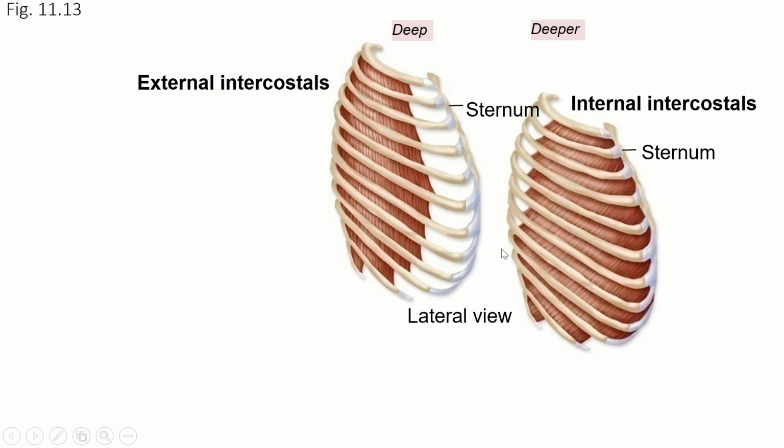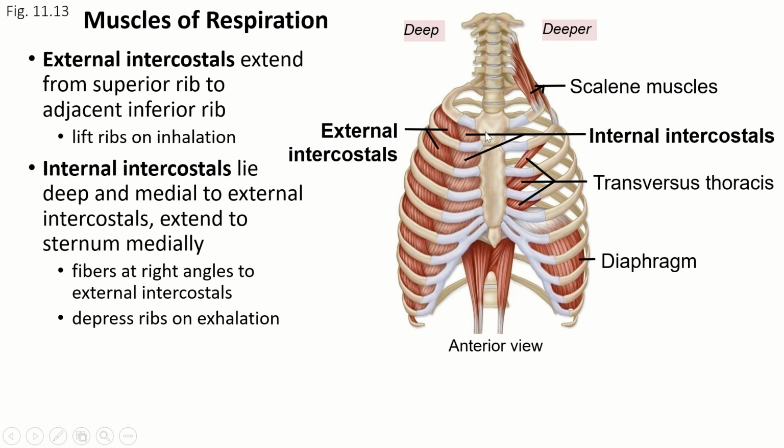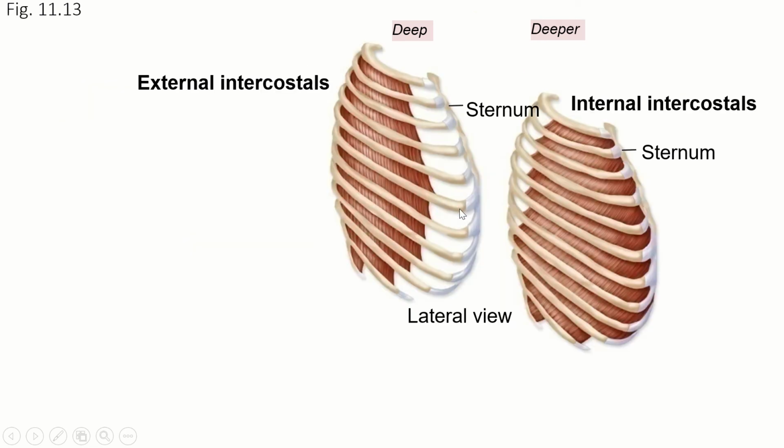Now, the way you can distinguish the external and internal as well, the external intercostals go all the way to the vertebral column and then end at or kind of lateral to the costal cartilage. The internal intercostals start farther forward but extend all the way to the sternum. So when we see both of them together, we see the fibers go at right angles, and the external intercostals don't extend as far as the internal intercostals.